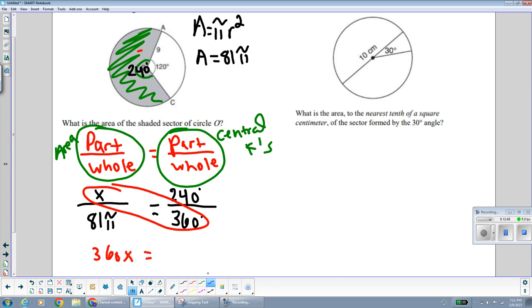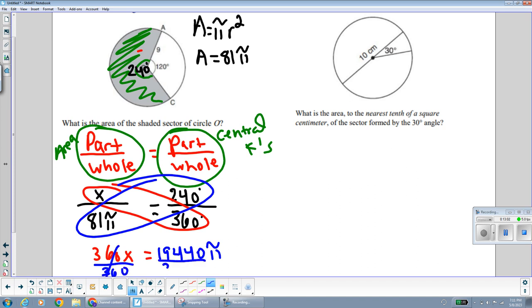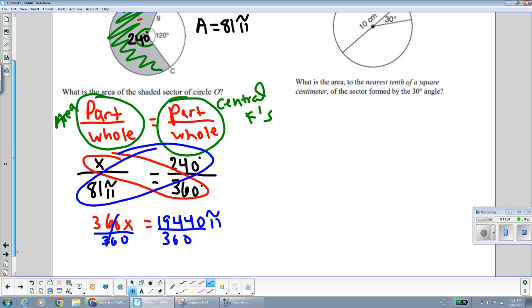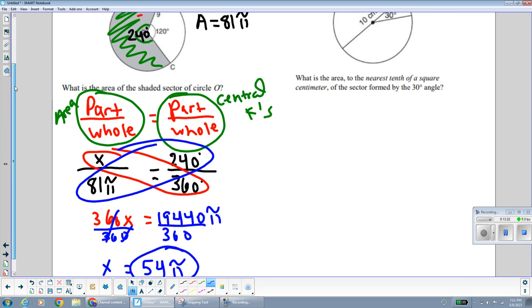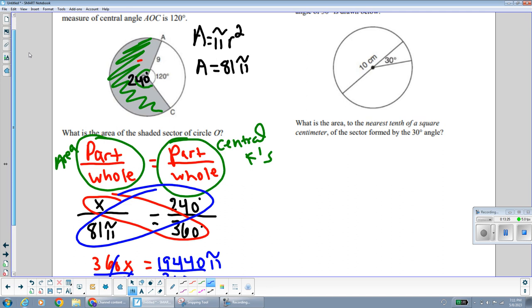360x is equal to, let me do it on my calculator, 240 times 81. I got 19440, and let's not forget the pi that's attached to it. From here, we just need to divide both sides by 360. So I have x is equal to, let me divide by 360. I got 54 pi. And the question doesn't say to round, so let's leave it as the exact value. The area of the shaded slice, the shaded sector of the circle here, would be 54 pi.